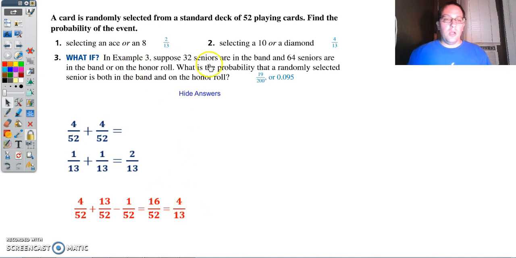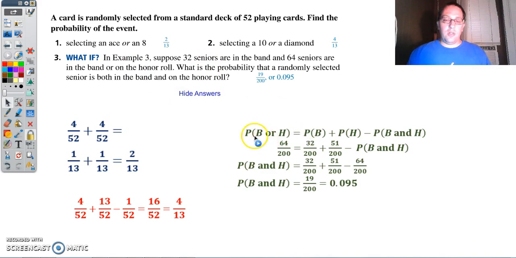All right. So number 3, probability that they are in the band or on the honor roll, we've got 64 out of 200. Probability that they're in the band is 32 out of 200. Probability they're on the honor roll is 51 out of 200 from the last slide, and we're looking for this. So you add that to both sides, subtract the 64 out of 200 from both sides, and then we can just stick this in our calculator, and we have 19 out of 200 students that are both in the band and on the honor roll. All right? And that's how that works. And so it's not too bad.